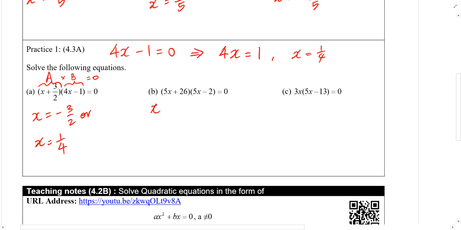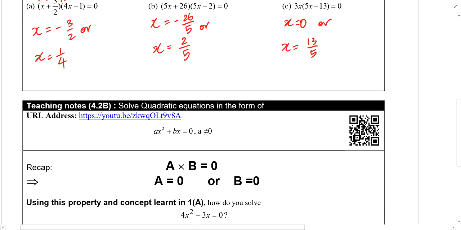Who do we have next? Negative 26 over 5 or x equals 2 over 5. Okay, next part C. X equals 0 or x equals 13 over 5. Okay. Next.